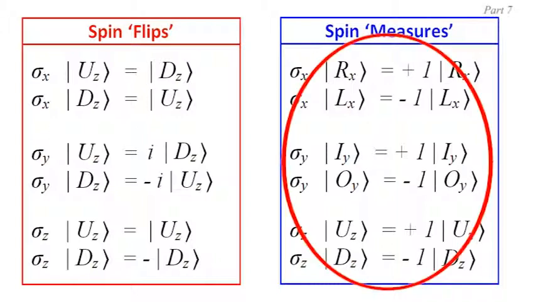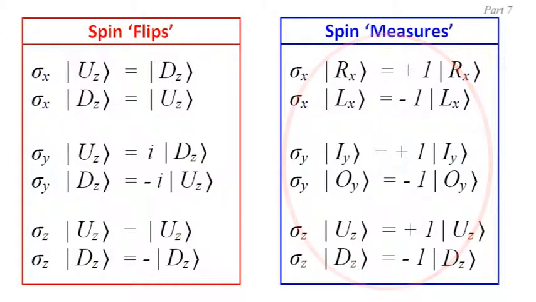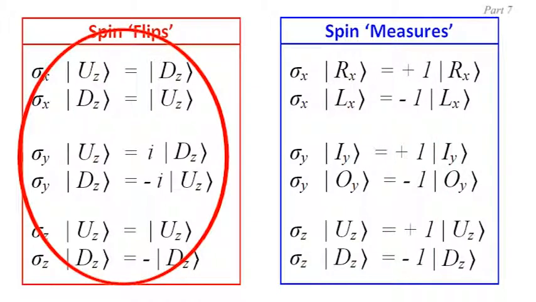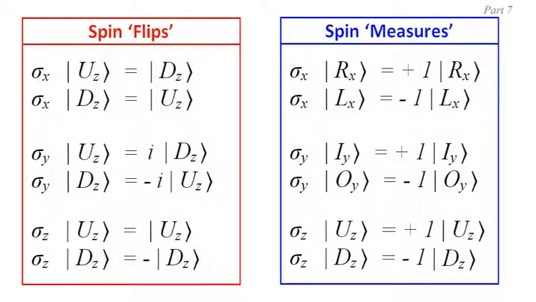You can see in this list each sigma is acting on an eigenstate of the sigma, so that each gives a measurement of either +1 or -1. This list, however, is different. It shows each of the sigmas acting on the basis states, the states in the z direction.